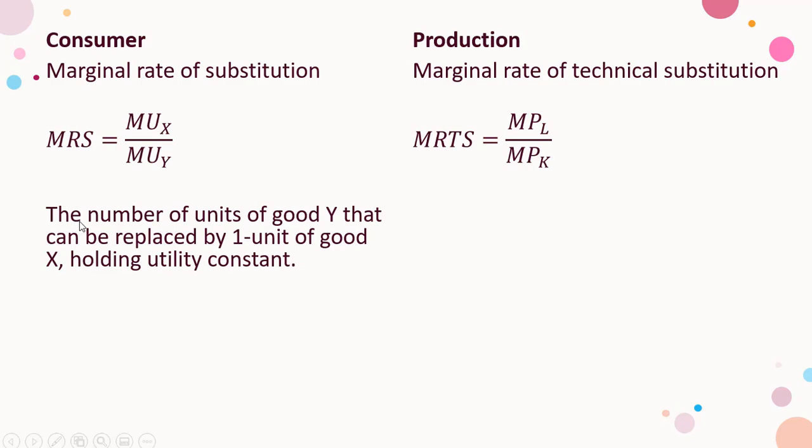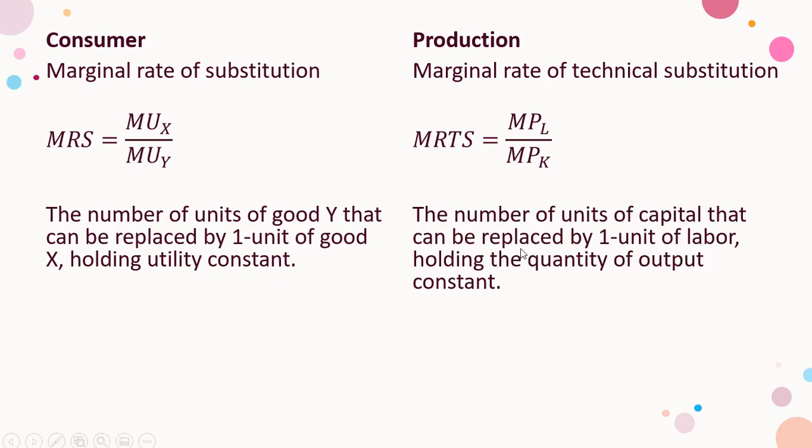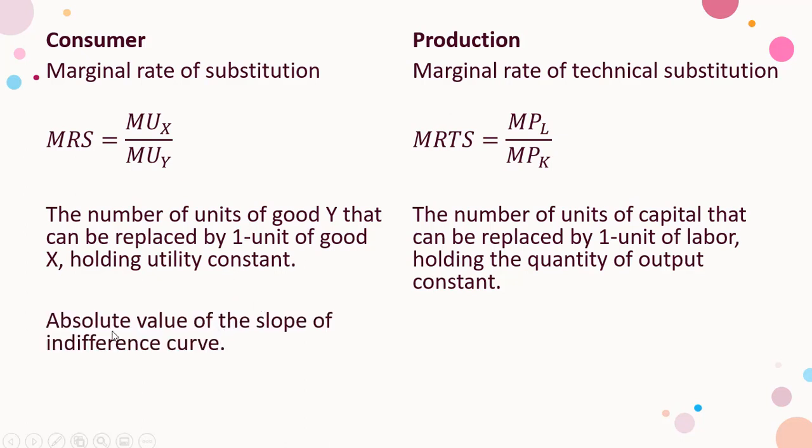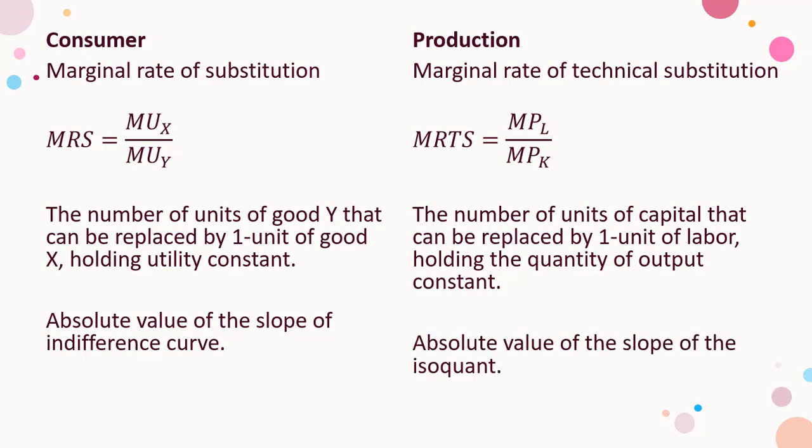In terms of a definition, the marginal rate of substitution is the number of units of good Y that can be replaced by one unit of good X, holding utility constant. And the marginal rate of technical substitution, a very similar definition, is the number of units of capital that can be replaced by one unit of labor, holding the quantity of output constant. The marginal rate of substitution is the absolute value of the slope of the indifference curve. As indifference curves slope downwards, they're negative, but the absolute value of that is the marginal rate of substitution. And likewise, the absolute value of the slope of the isoquant, which is generally downward sloping, is going to be the marginal rate of technical substitution.